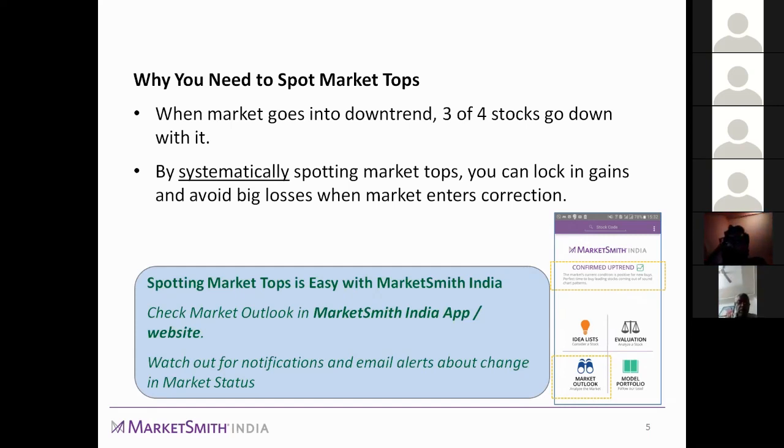So it's important that when the market is in correction or in a downtrend, we strictly follow the 8% stop loss rule and don't try to outperform the bear, because you never know how low the market can go. Where will be that dip which you are looking for to enter or buy any stock? So when the market is in a downtrend, 3 out of 4 stocks will follow the trend. And by systematically spotting the market tops, we can lock in gains and avoid big losses when the market enters a correction.